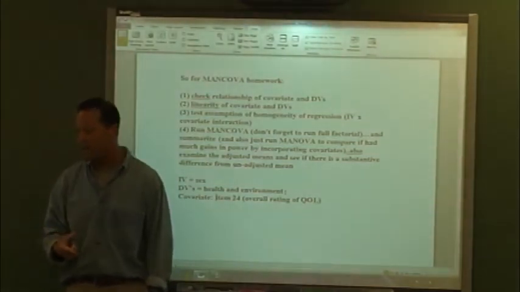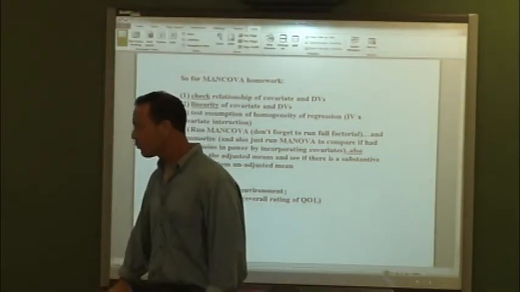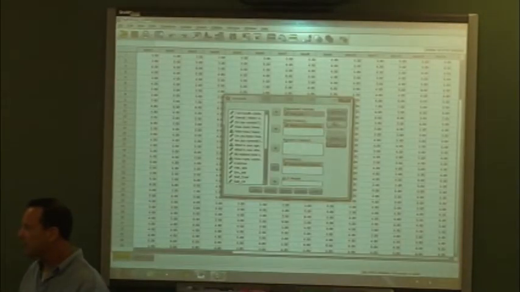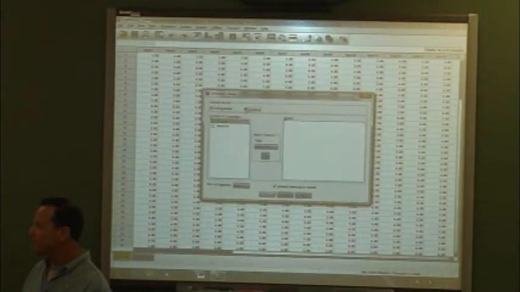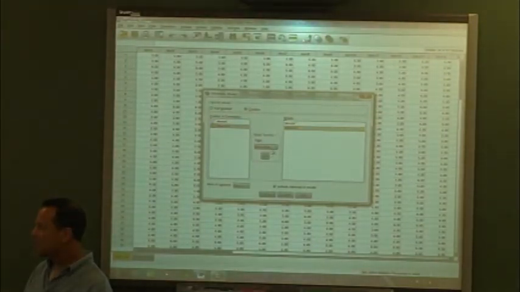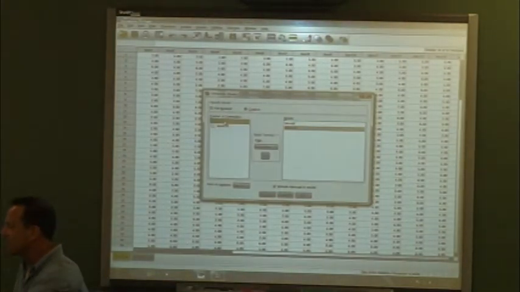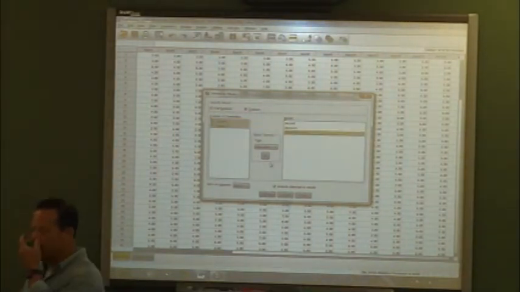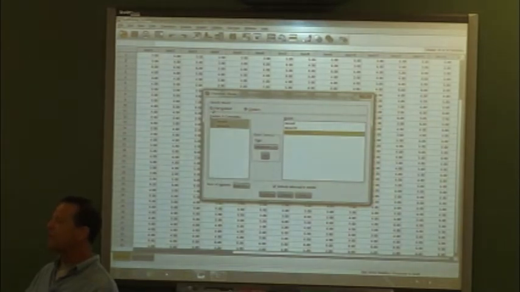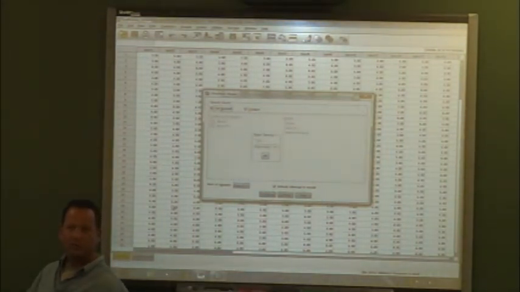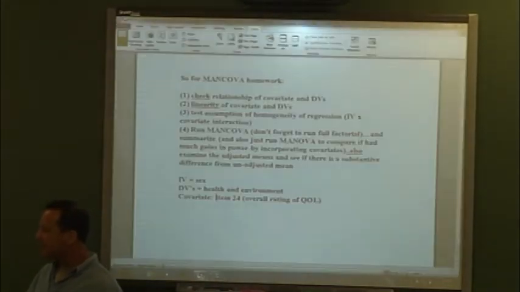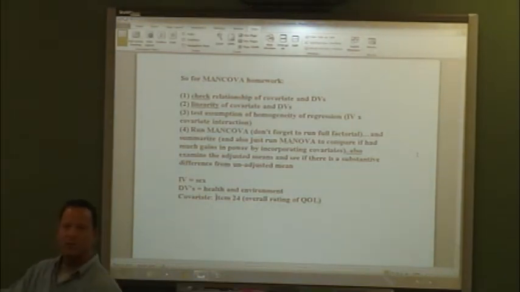Don't forget, everybody, once you run the assumption for homogeneity of regression, right? Once you've run the model, you put in custom, and you put in the interaction. You do all that in the interaction. This will test homogeneity of regression. Don't forget to rerun it and go back to full factorial. Get rid of that interaction term. Any questions then about the homework? That's due next week.